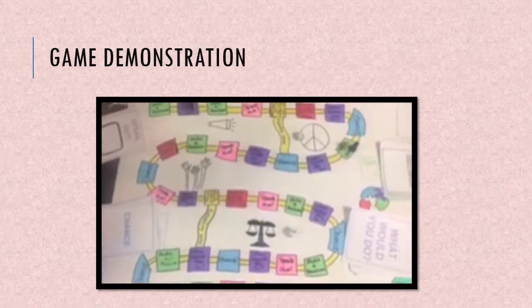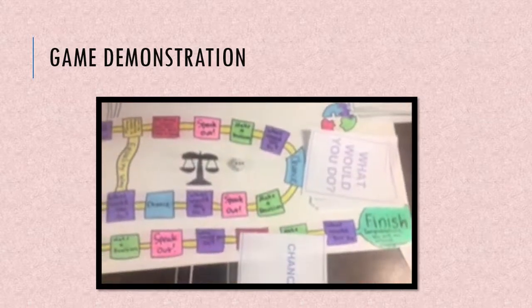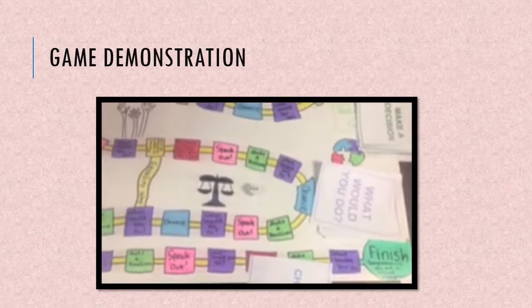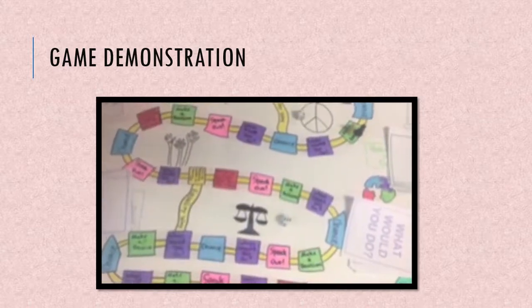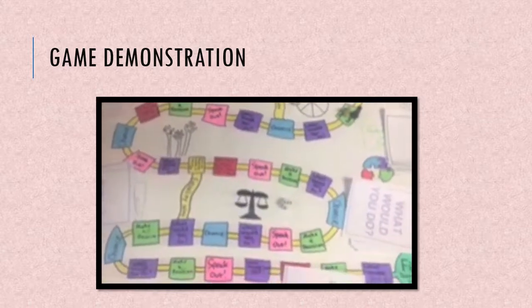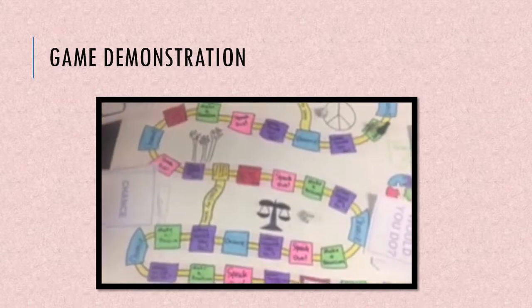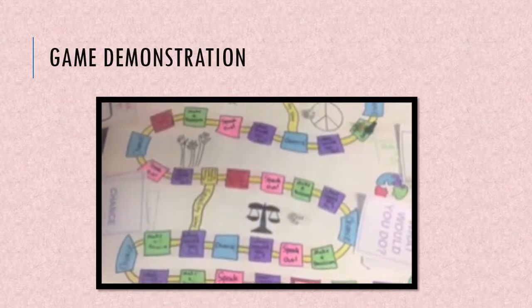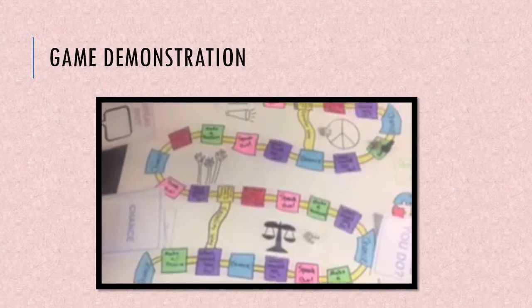Okay, so gameplay will continue like this until everybody has reached the finish line. Once everybody has crossed the finish line, players will tally up the points that they received from their What Would You Do cards. The player with the most points by the end of the game will be labeled as the ultimate change maker.